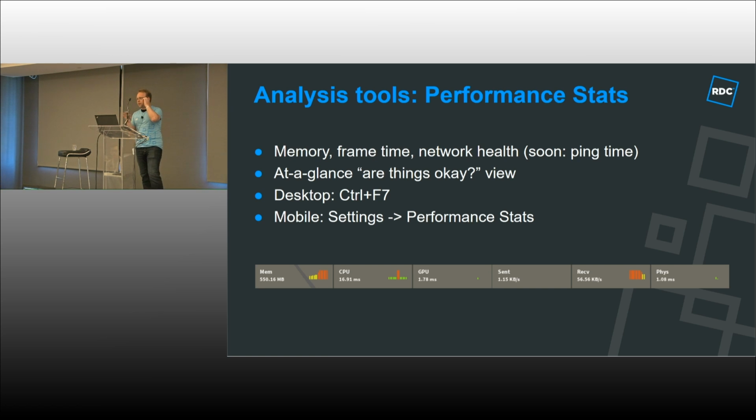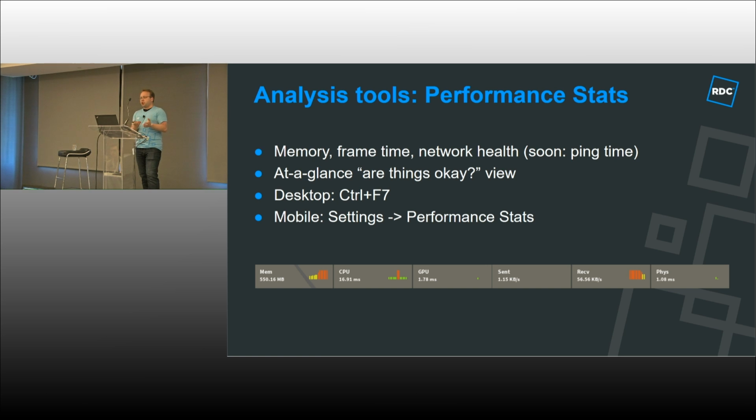So let's look at all of the tools that we have available for this right now. One is performance stats. This is a widget that shows you the general breakdown. Hey, what is my frame time? What's my memory consumption, et cetera. And this is meant as a high-level overview that says, am I doing OK? This is available on all platforms. On desktop, you can use Control F7 to enable this. On mobile, it's available in settings, and on other platforms, it's available through settings.